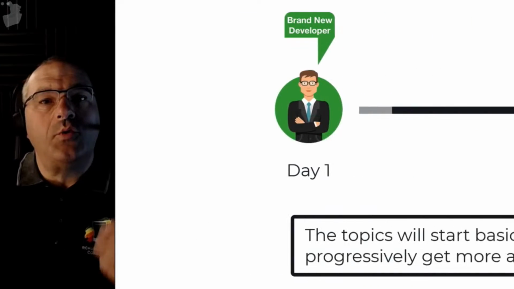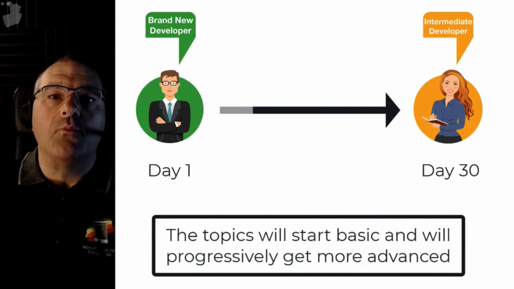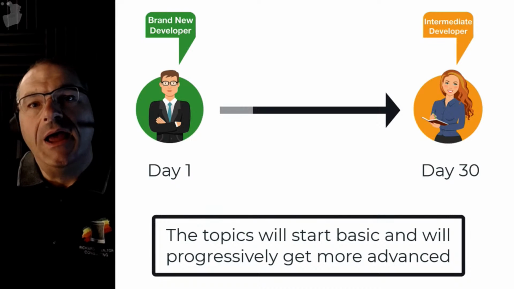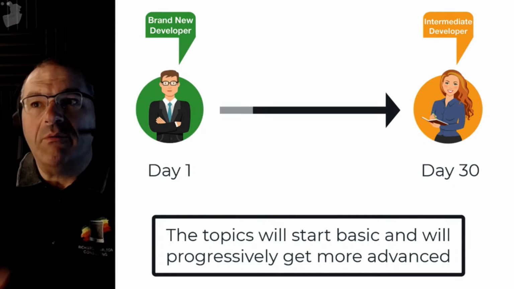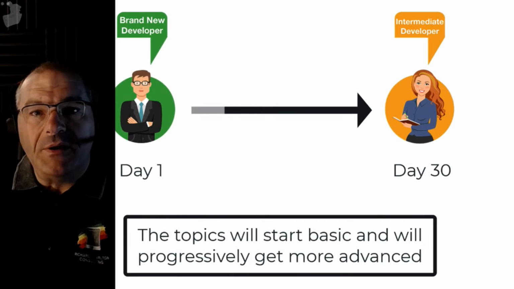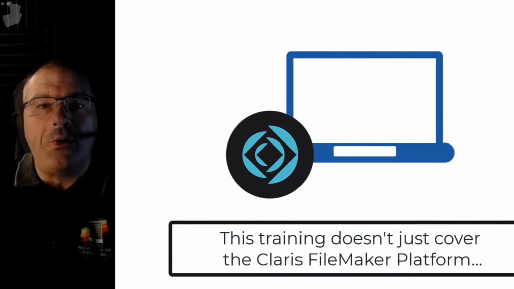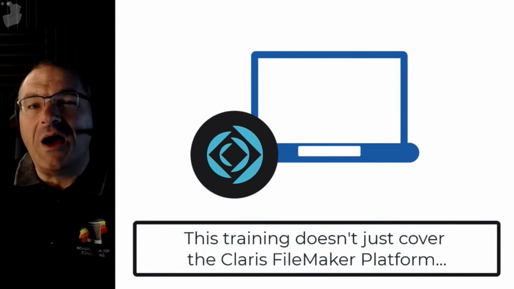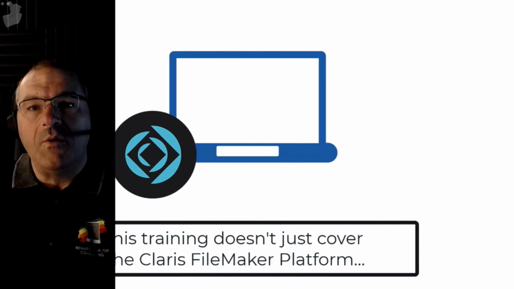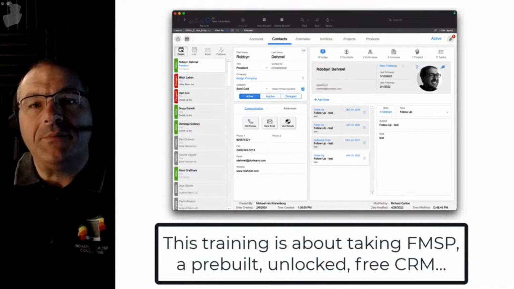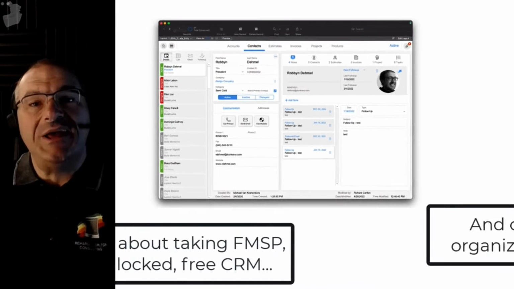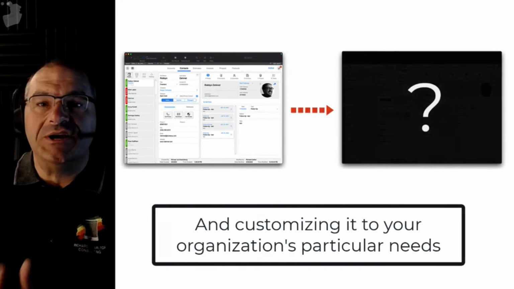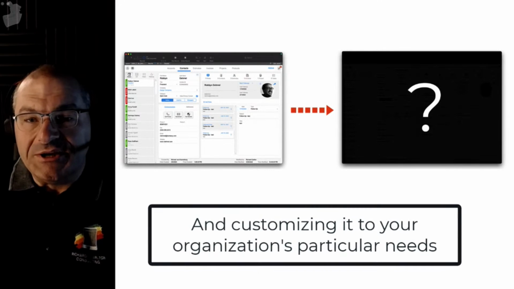Keep in mind that towards the beginning of the training, the topics are more basic in nature. And as we get towards the end of the training, they're somewhat more advanced, probably intermediate level topics. Now keep in mind the special part of this training is that we're not only talking about the FileMaker platform, we're talking about how you can rapidly customize an existing free CRM that you can download today. It's unlocked. So we're taking that CRM and customizing it to your organization's particular needs.